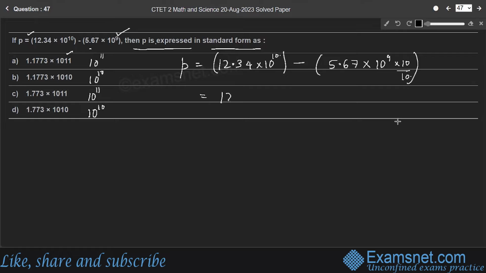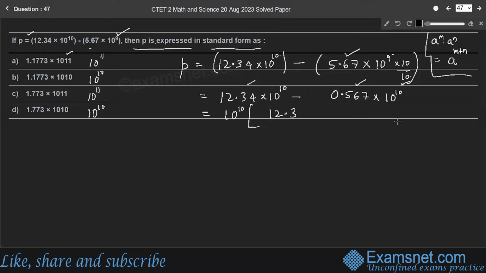So the number becomes 12.34 into 10 raised to 10 minus, we'll consider 5.67 by 10, it becomes 0.567 into 10 raised to 9 into 10 raised to 1. So it becomes 10 raised to 9 plus 1, which is 10 raised to 10, right? So a raised to m into a raised to n: when the bases are same and the powers are different, we have to add the powers. So it becomes a raised to m plus n, right? Therefore, consider the two terms where 10 raised to 10 is common, and the remaining terms are 12.34 minus 0.567.